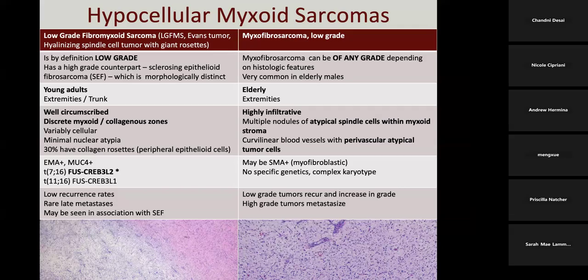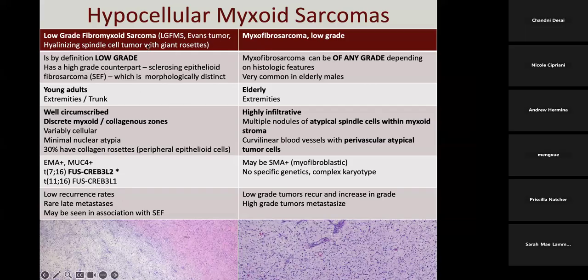All right. In contrast, myxofibrosarcoma can be of any histologic grade. You have to use the French system, is generally present in elderly, is generally highly infiltrative, and has these multiple infiltrative nodules of these sort of more atypical spindle cells with uniformly myxoid stroma with curvilinear blood vessels and often atypical tumor cells clustering around the blood vessels. These do not have a specific immunoprofile or genetics, okay? Mostly, these are high grade, but sometimes they can be of lower intermediate grade on the French system. So LGFMS on the left, myxofibrosarcoma on the right.